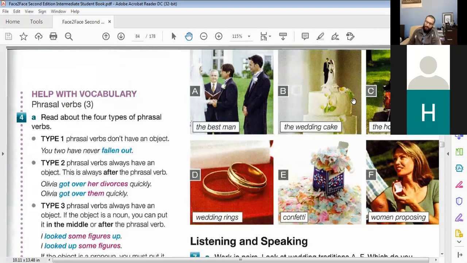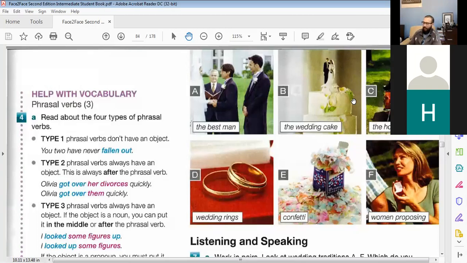I think you're right. But do we have a best man? This tradition, do we have it here? The bridesmaid and the best man, do we have this idea? No, I don't think we have this idea. What do you think, Sana? What's your opinion about these six traditions? Do you agree with Hajar that we have the wedding rings, confetti, the honeymoon, the wedding cake, but we don't have the best man? Yes, I agree with Hajar.